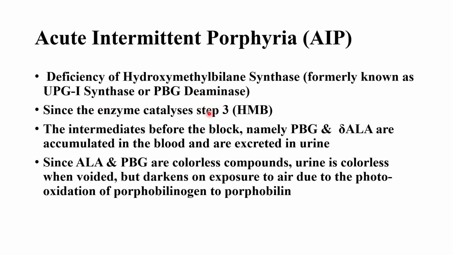Since the enzyme catalyzes step 3, the intermediates before the block, namely PBG, that is porphobilinogen, and delta aminolevulinic acid, are accumulated in the blood and are excreted in urine. So, since ALA and PBG are colorless compounds, urine is colorless when voided, but darkens on exposure to air due to the photooxidation of porphobilinogen to porphyrin.